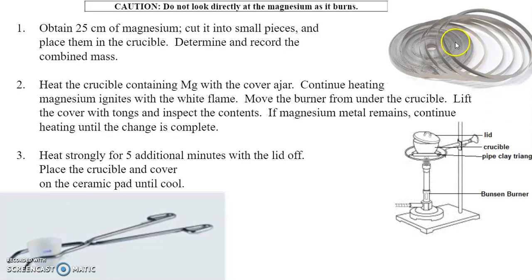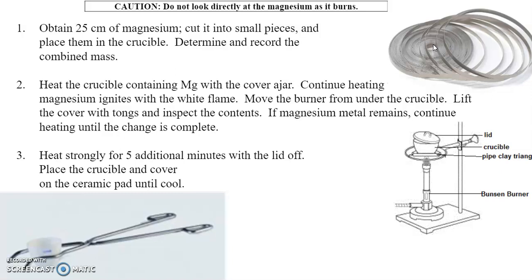So for our experiment, we're going to burn magnesium. Magnesium you can actually get in these little ribbons, and we're going to take off about 25 centimeters. It's roughly about 2 inches worth, and put it in the crucible. And then we can determine the combined mass. So you're going to have the crucible, the cover, and the magnesium on the balance. All right, so hopefully now you can figure out what the mass of the magnesium is. You have the mass of the crucible and cover, and the mass of the crucible, cover, and magnesium.